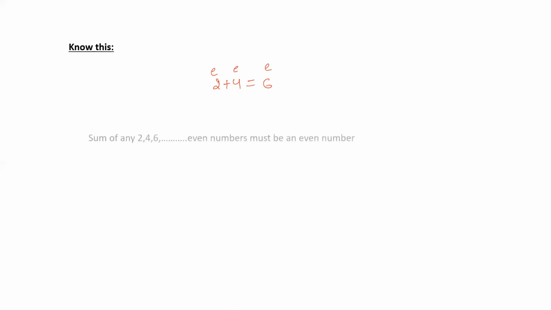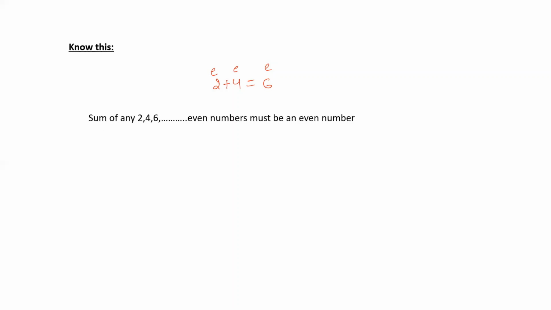Add any two even numbers. For example, 2 plus 4. Both are even numbers. The answer is 6, which is also an even number. The sum of any even numbers must be an even number.